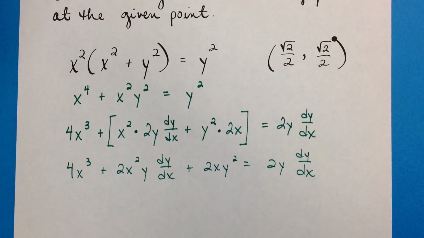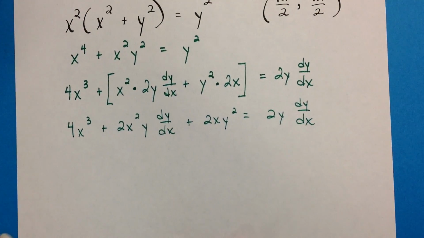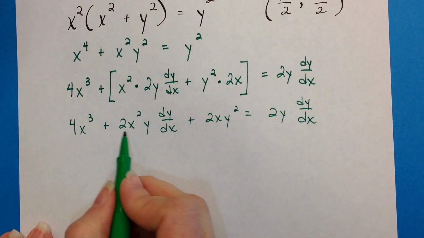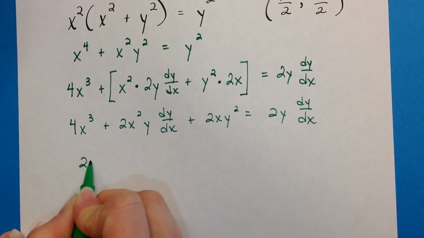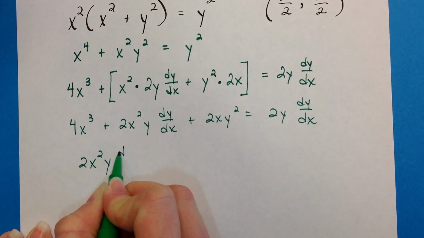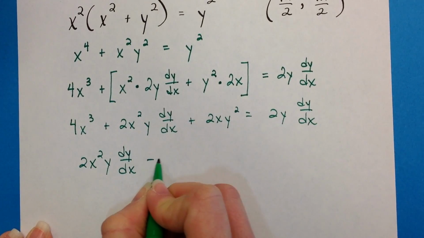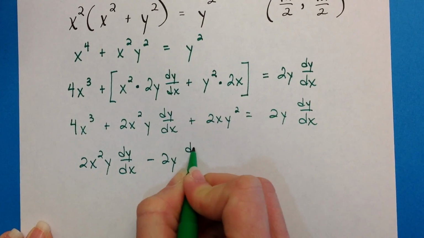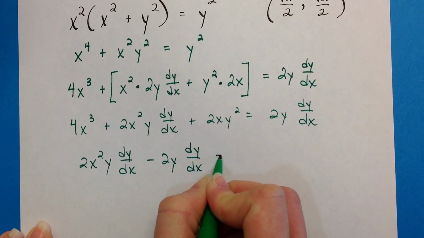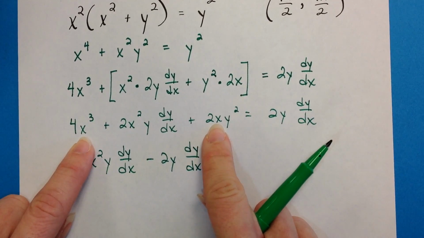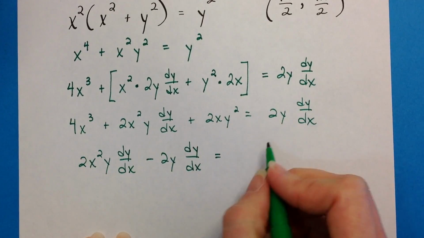Okay, so I need all my terms containing dy/dx on one side. So I'm going to bring this term down as it is, and I'm going to subtract this term. Of course, each of these terms would have to be subtracted. You need those on the right.